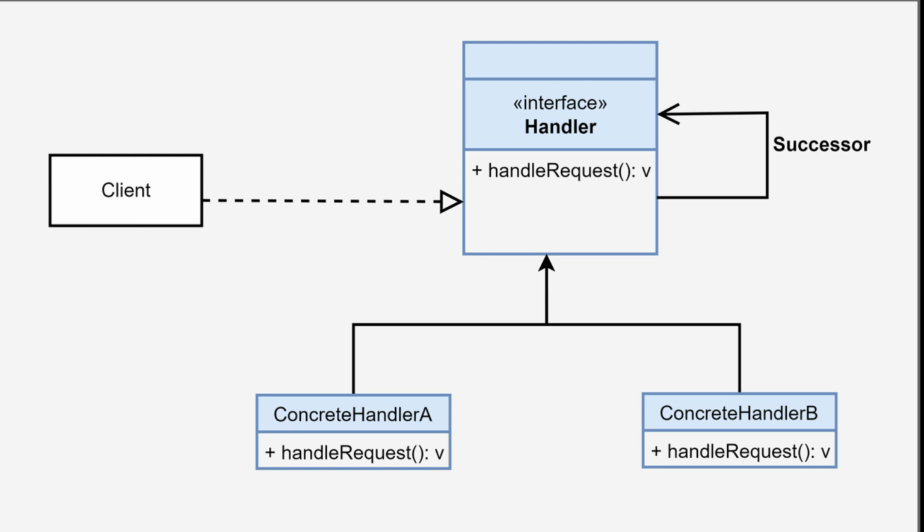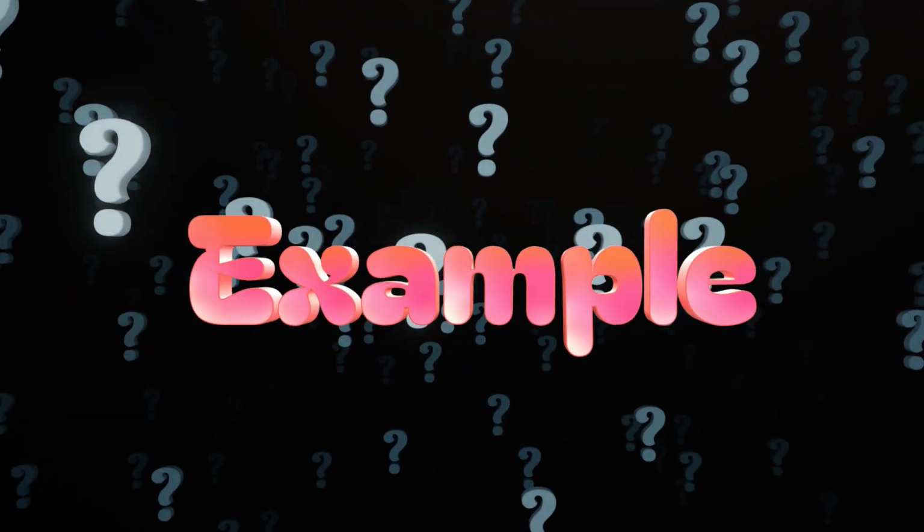Breaking down the UML, we can see how each handler has a reference to the next handler in the chain. When a request comes in, the first handler attempts to process it. If it can't, it delegates the request to the next handler in line. This continues until a handler successfully processes the request or the end of the chain is reached.